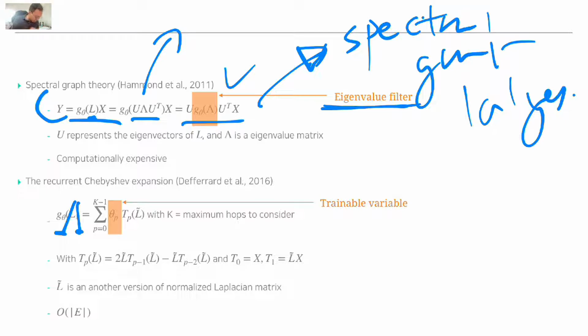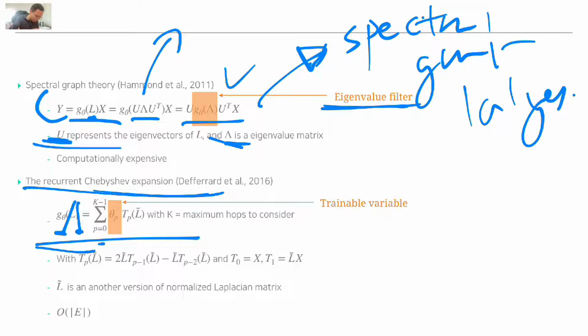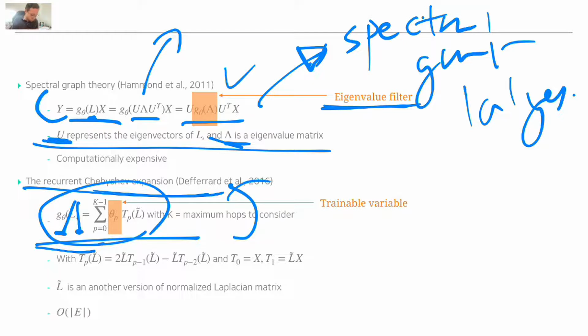We just use this information and we get the final prediction. So in this approach, we don't compute the full eigenvector and eigenvalue matrix U and lambda. Considering this, they are able to get the eigenvalue filter information. For details, please refer to this paper.